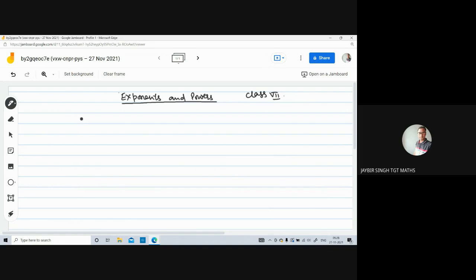Today I'm starting exponents and powers. Suppose we have this notation. This is read as x raised to the power m, or x to the power m. Here, this m is known as the power and this x is known as the base. And this x to the power m together is known as the exponent or exponential form.